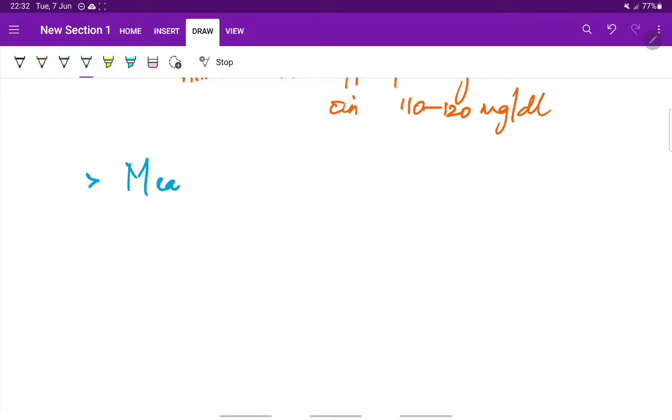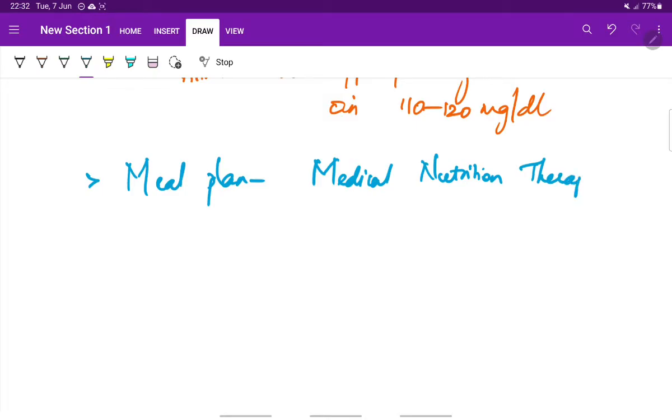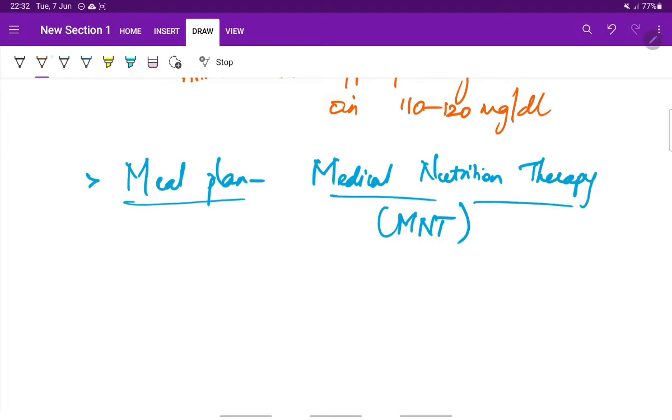The basic is the meal plan, which is also called medical nutrition therapy, referred to as MNT. So, in the initial stages, the woman after being diagnosed to have gestational diabetes mellitus should follow the medical nutrition therapy for 2 weeks.